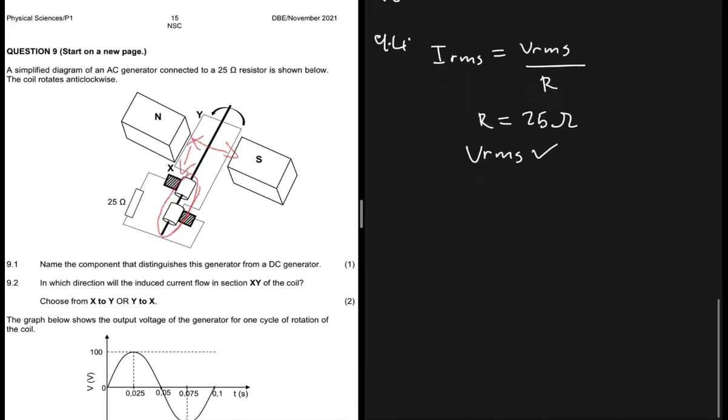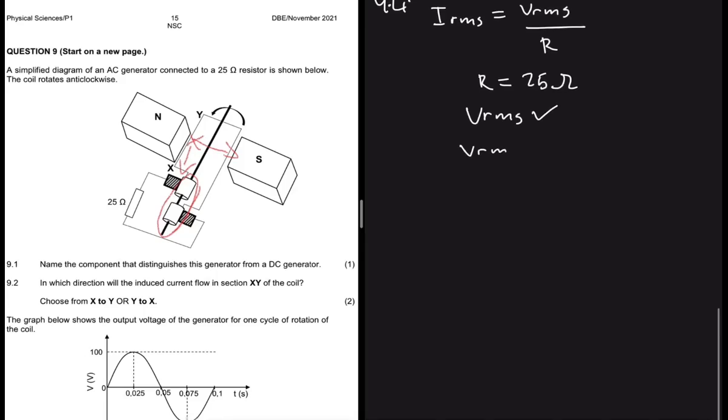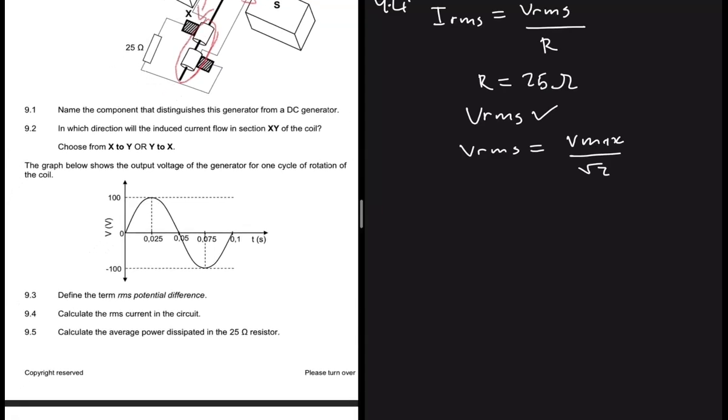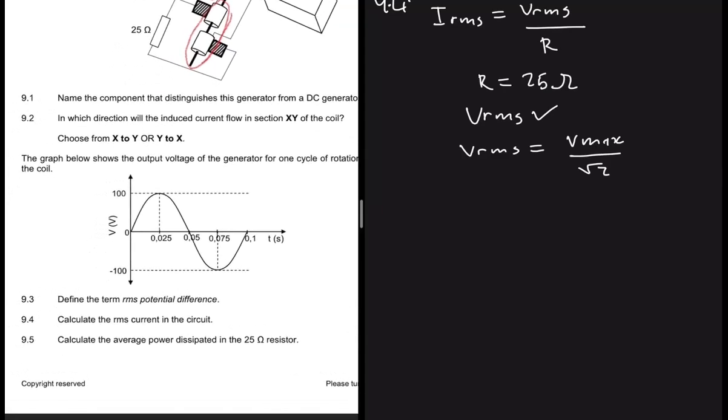So what is the equation for VRMS? VRMS is equal to Vmax divided by square root of 2. So what is Vmax? We get Vmax from our graph, right? It is 100. Here it is, where our graph is peaking, right? The amplitude of our graph basically. So we're going to have VRMS equal to 100 divided by square root of 2, and then that will be some number. So now we can substitute this value into our equation of IRMS, right?